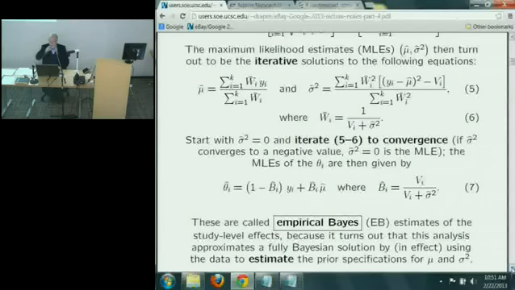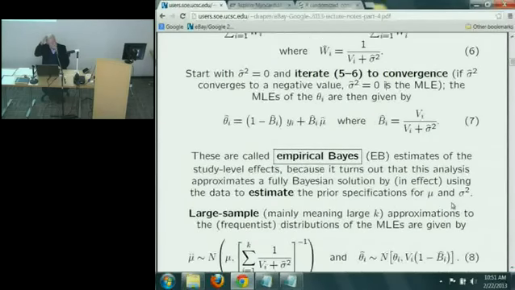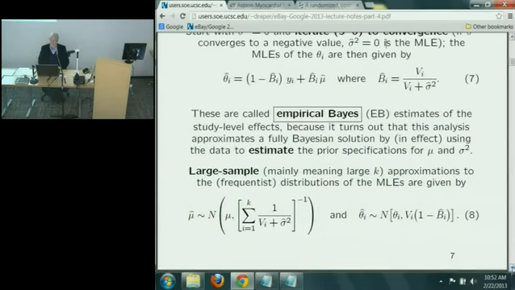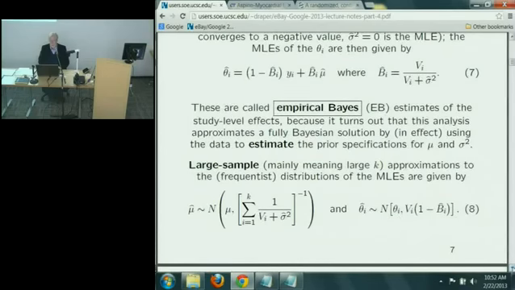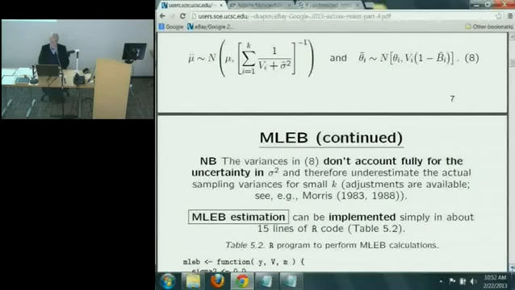These things are called empirical Bayes estimates of the study level effects because it turns out that this essentially approximates a full Bayes analysis in a way that involves using the data to estimate the prior. And that's going to turn out to underestimate variability, underestimate your uncertainty, of course, because you use the data twice, both in the actual likelihood function and also in the prior. And so without adjustment for that, you're going to end up with uncertainty bands that are narrower than they really should be. And there are some adjustments that you can make, but I'm not going to focus on here because we're going to do a full Bayes analysis.